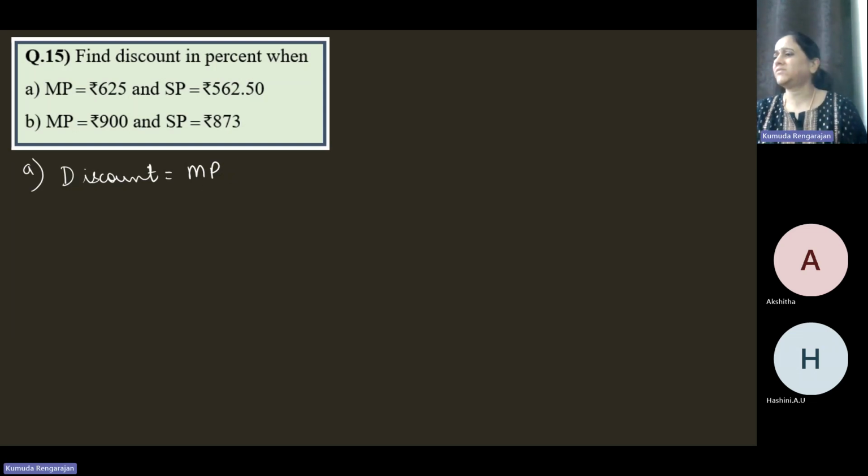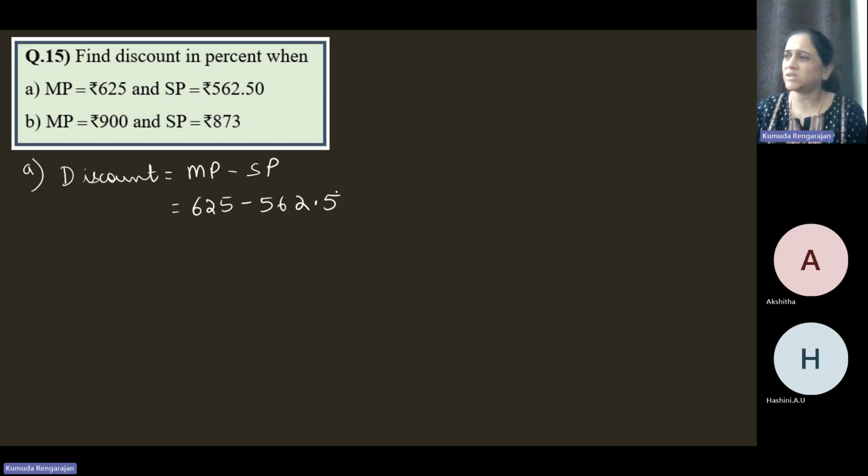Okay, so, I think we'll start writing. We'll just do it together. See, discount is equal to what? MP minus SP, correct? So, 625 minus 562.500. You take away the zeros which are not needed. Don't write these zeros, we might make a mistake there. Invalid zeros, ignore them.